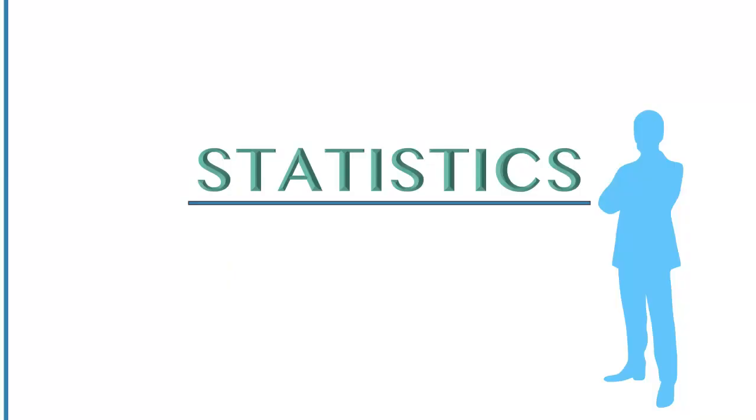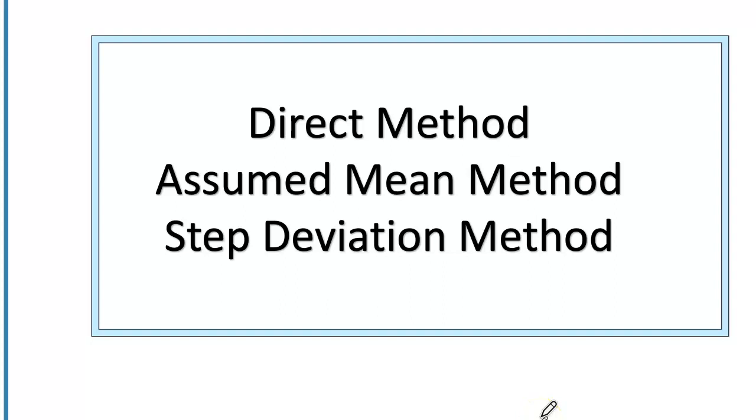Hi, welcome to the chapter Statistics. The topic is mean of grouped data. The mean or average of observations, as we know, is the sum of all observations divided by the total number of observations. The methods of finding the mean are direct method, assumed mean method, and step deviation method.